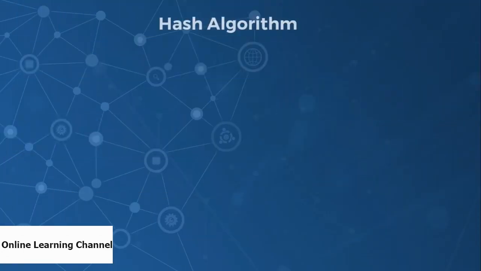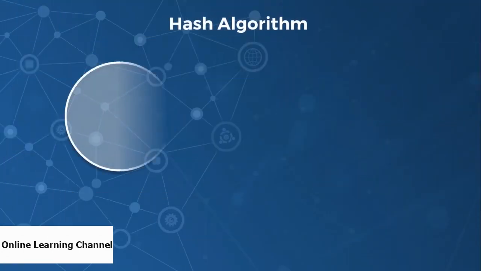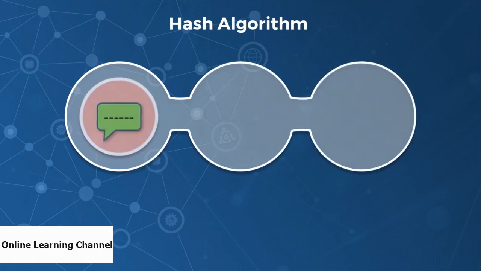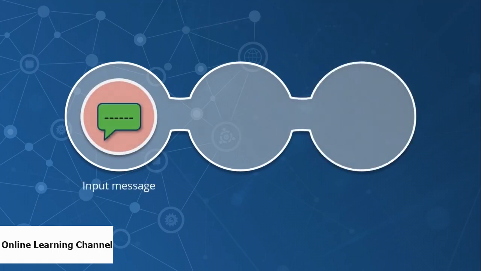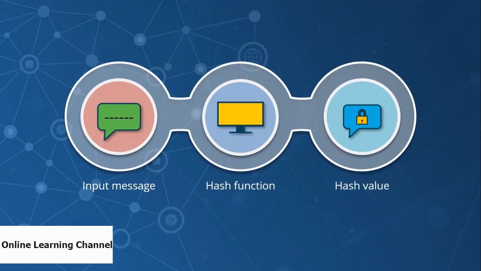So like with a regular hash function, a cryptographic hash algorithm will take in an input message as an argument and will produce an output hash value. However, any attempt to recover the original input message given the hash value will result in a failure.